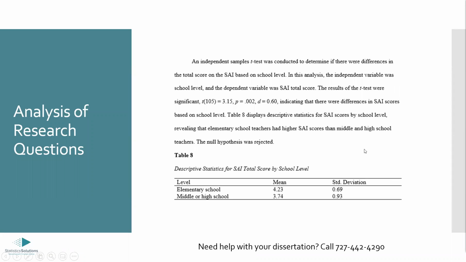Here's another example of a t-test. This time the t-test is significant. So again, we start by saying we're doing a t-test. We identify our independent and dependent variables. This time our t-test is significant because our p-value here is less than 0.05. And we make a very clear statement about our hypothesis, stating the null hypothesis was rejected. And again, we have a table showing the means of the groups that we are comparing.